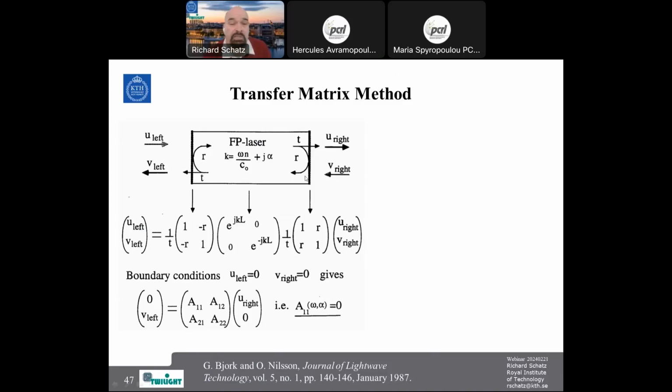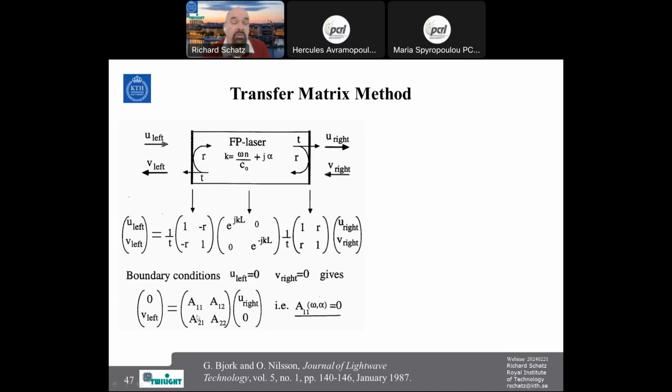Then you can describe this mirror with this transfer matrix, the transmission in the gain material with this matrix, and this left reflectivity here with this transfer matrix. And then if you multiply them together, you get the transfer matrix of the entire laser, which is here.